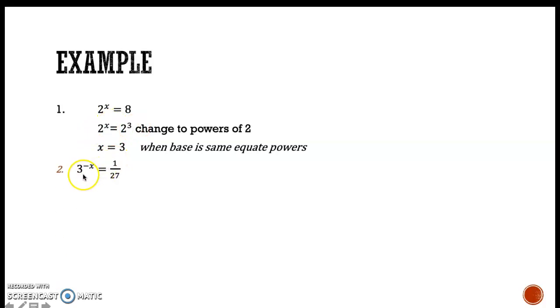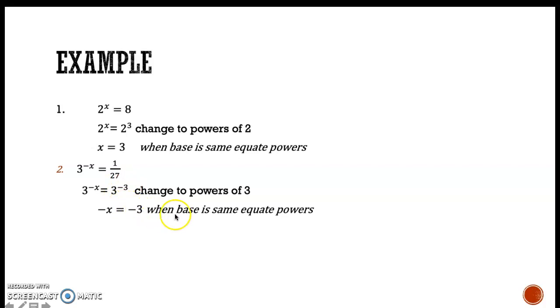Another example regarding this: 3 power negative x equals 1 over 27. Yesterday I explained to you that when this is a fraction, you should try the negative powers. So 27 can be changed to 3 power 3, while in this case it is in the denominator, so you write 3 power minus 3. Again, when the base is the same, equate the powers. So minus x equals minus 3. You cancel the minus sign on both sides, so x equals 3 is the answer for you.